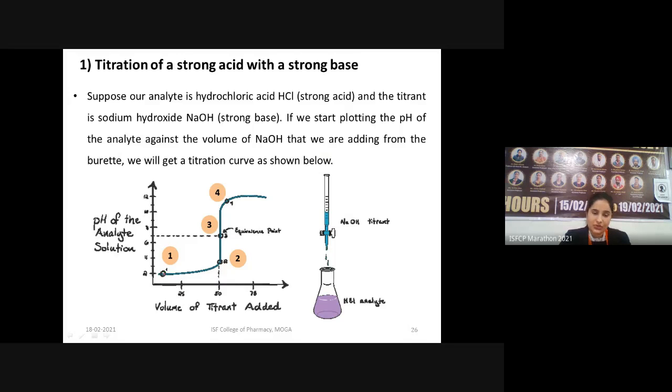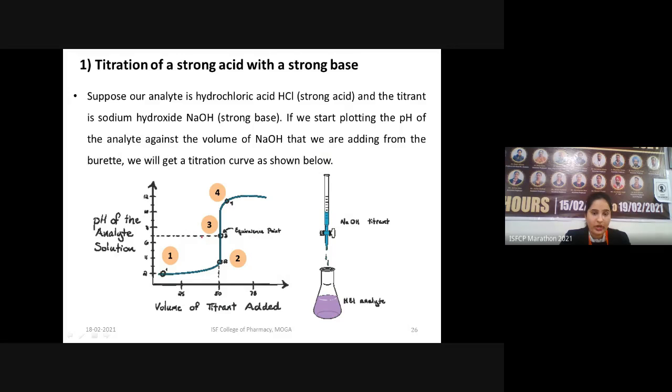So what happens here is, this is point one. Here we add sodium. This is the first point. With the introduction of sodium hydroxide into the HCl solution, the pH is going to increase and point two is observed. At point two, we will observe that all the H positive ions have been neutralized by the OH negative ions. And this particular point is known as the equivalence point.